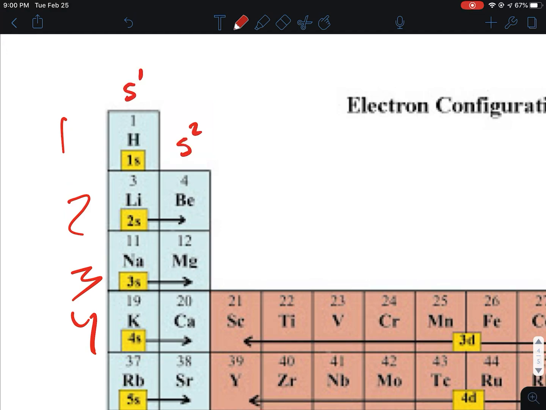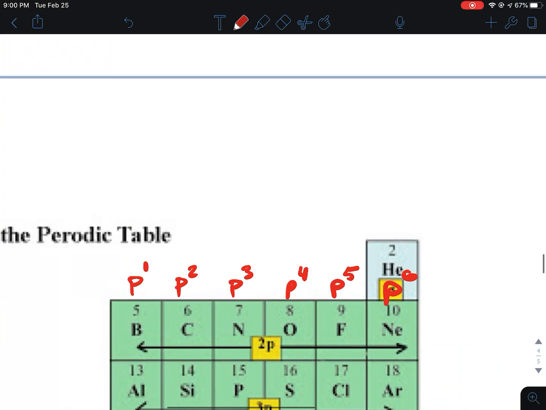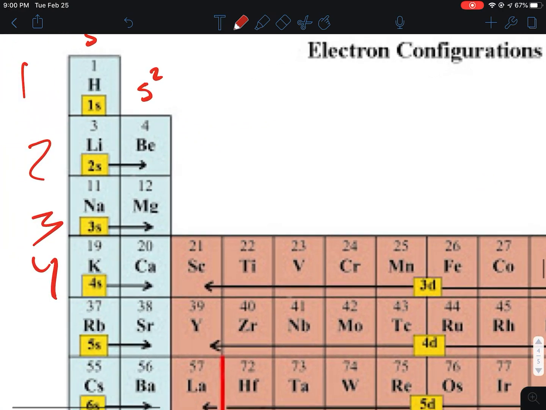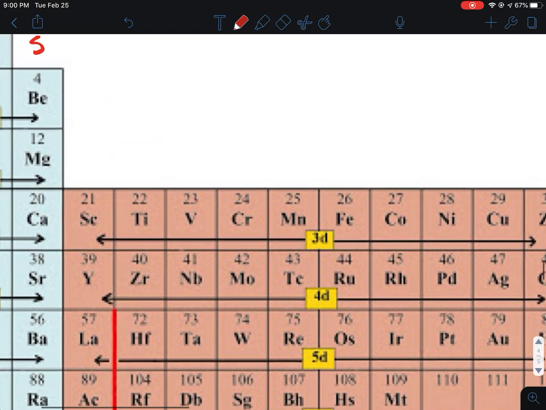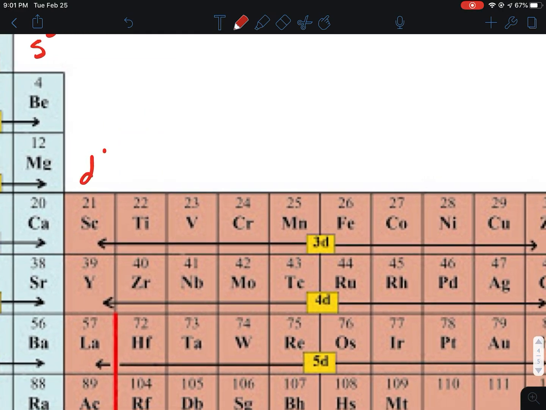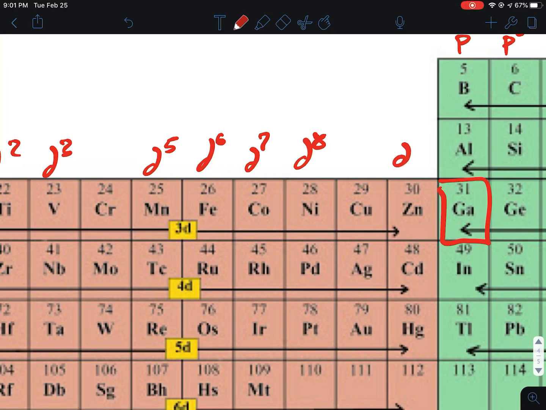We can do the same thing over here with s. These are all s1, these are all s2. Of course, helium is special. It's 1s2. It's just been put over on the other side. And then we also could do something like this: d1, d2, d3. I'm going to skip this one. d5, d6, d7, d8. Those of you who are in class will know why I'm skipping these weird ones. d10. And these are weird. These are special.